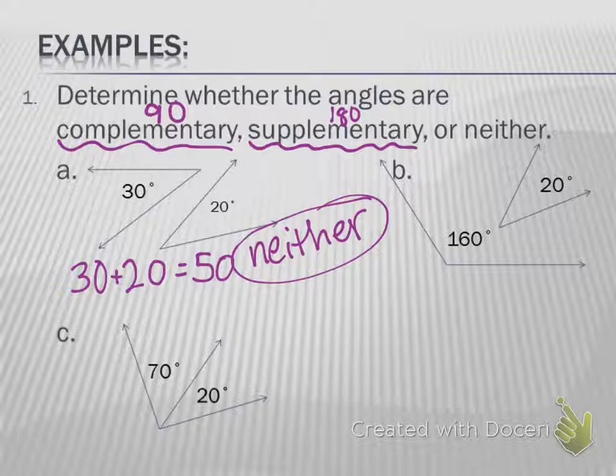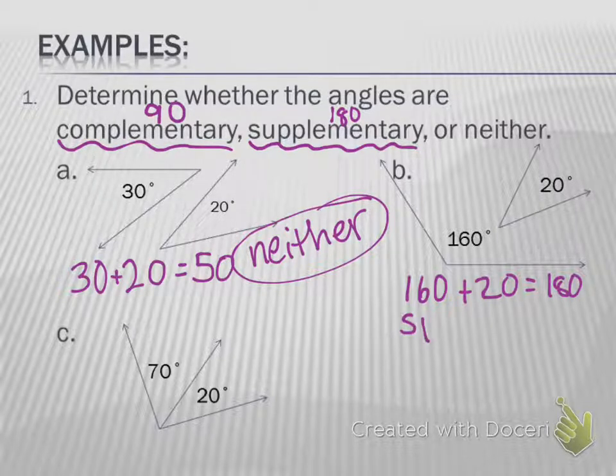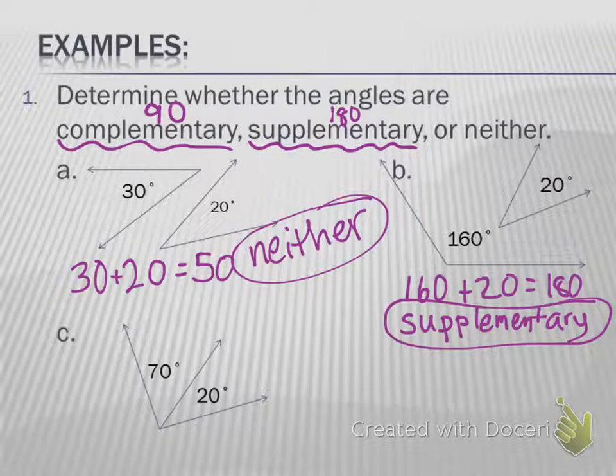Part B, I'm going to add them together. 60 and 20. Gives me what? 180. When they add to 180, what do we call them? Supplementary angles. Good. And the last one, we're going to add them together. 70 and 20 gives me 90. When they add to 90, what do we call them? Complementary. Good.